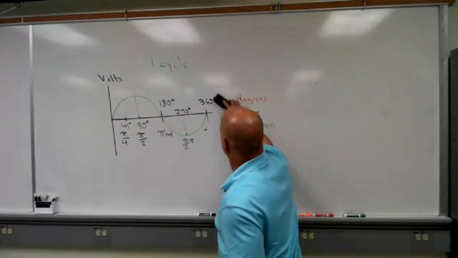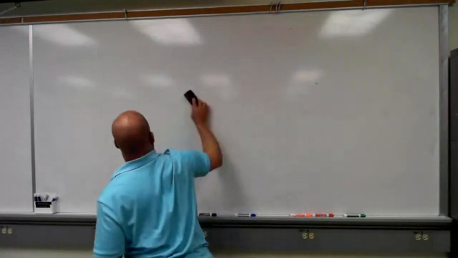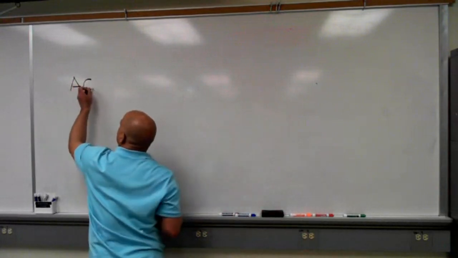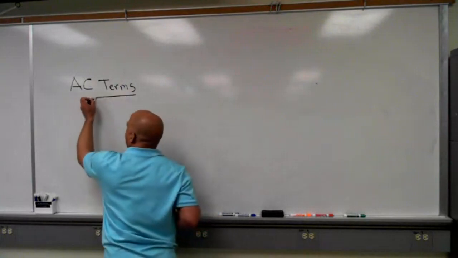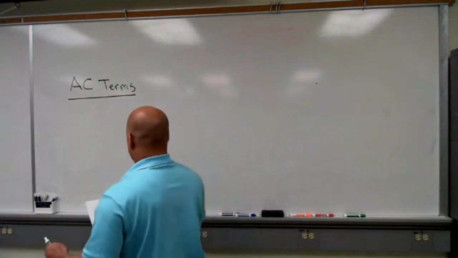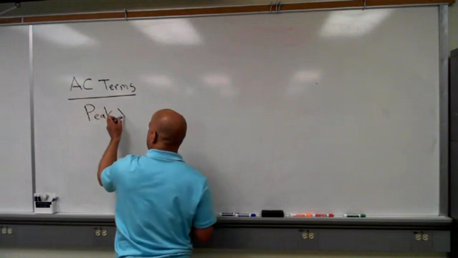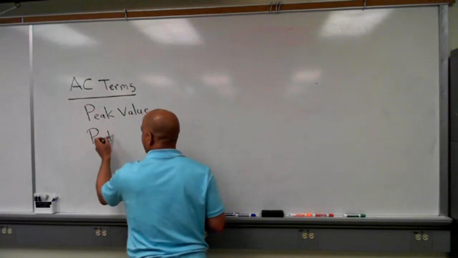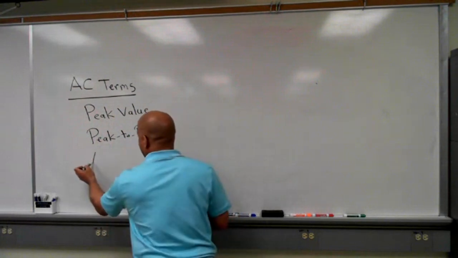Now, let me clean this up, and I want to talk about some values. I'm going to list them out on the board, and I want you guys to write this down. So these are AC terms that I want to list and explain with the graph. I've got them written on the topic sheet, so I want to go in this order. So one term is peak value. And then we have the peak to peak value. And then we have the average value.